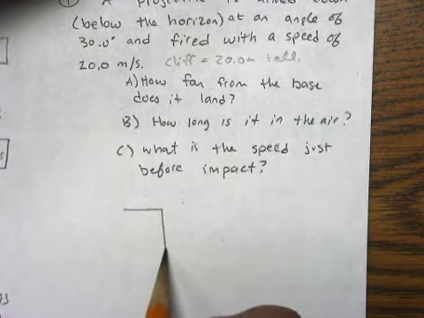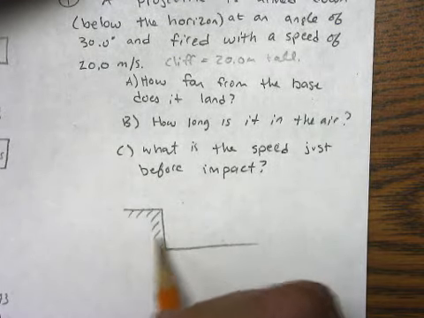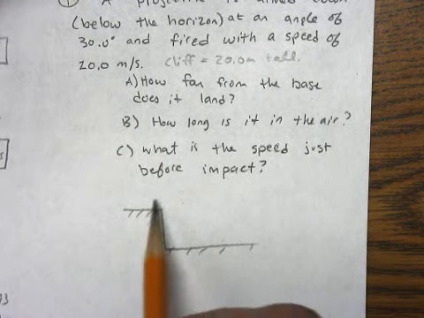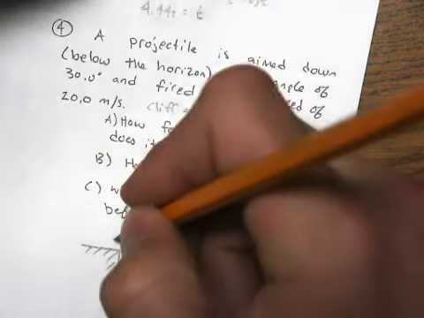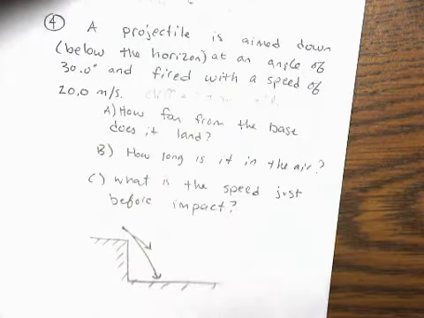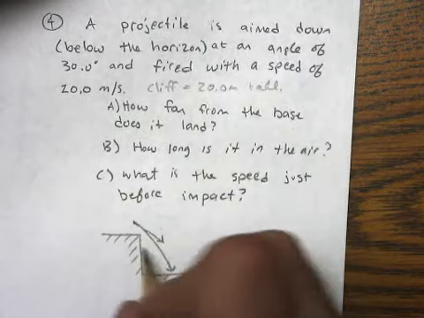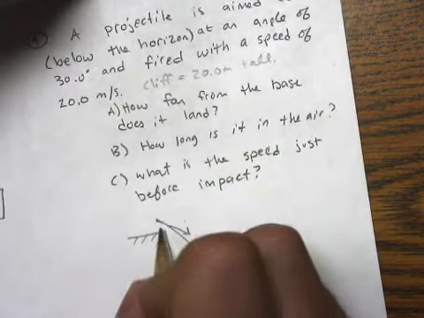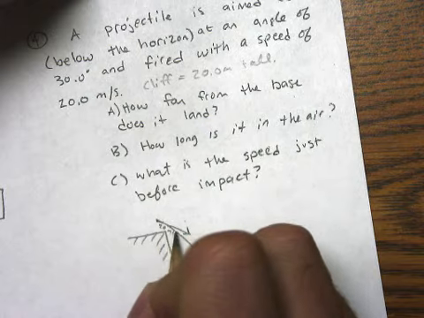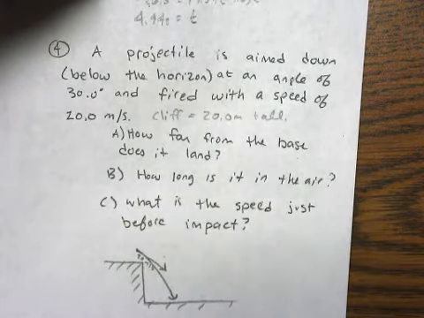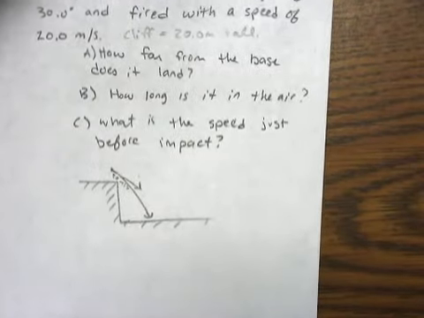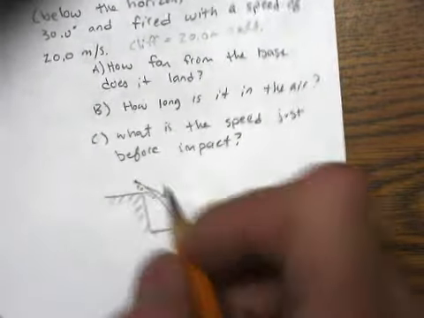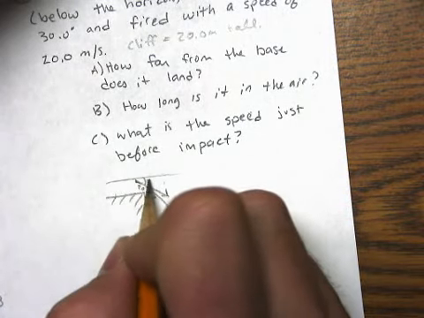So here's my scenario. Now I'm not firing it horizontally. I'm actually aiming it down. So I'm firing it downwards with a speed of 20 meters per second, with an angle of 30 degrees. So I have this out here. This is 30 degrees.